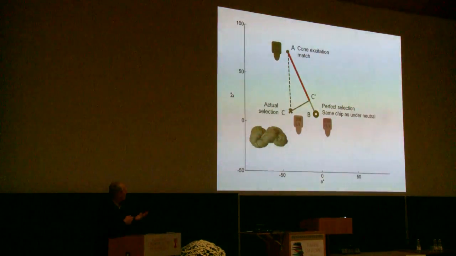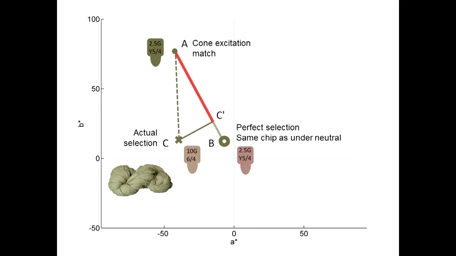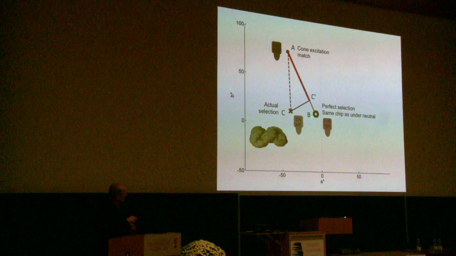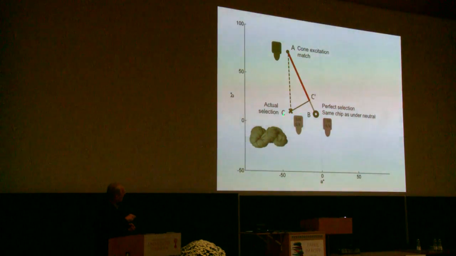And we can then specify the degree of constancy by comparing it to a match based simply on cone excitations. If observers would use the cone excitations only, they would of course choose a very different chip, indicated here. If they choose the same chip, this is 100% constancy, and if they choose a chip that's slightly off, we just project it on this line and express the degree of constancy by the relative lengths of that projection.